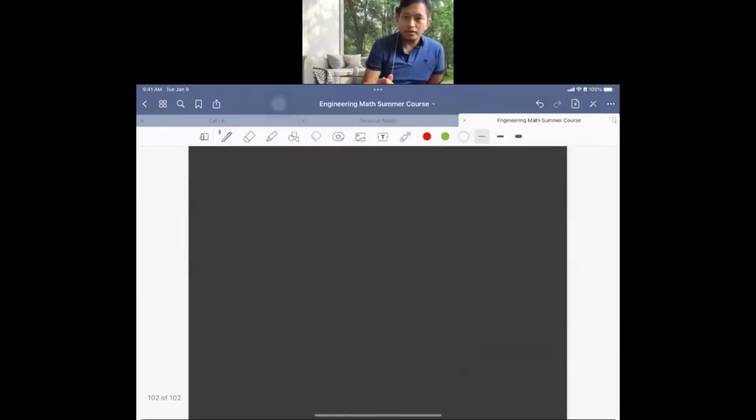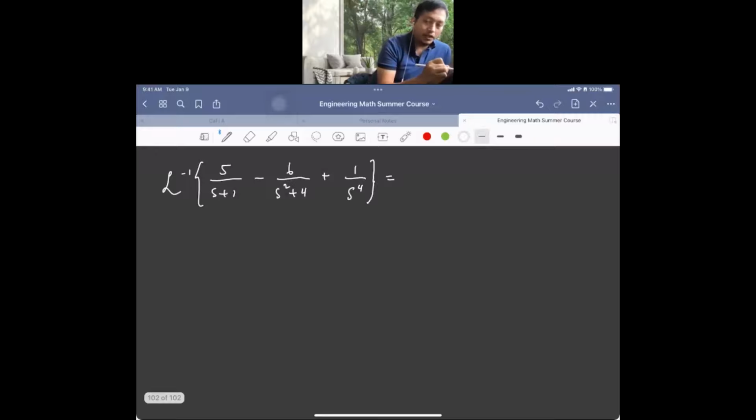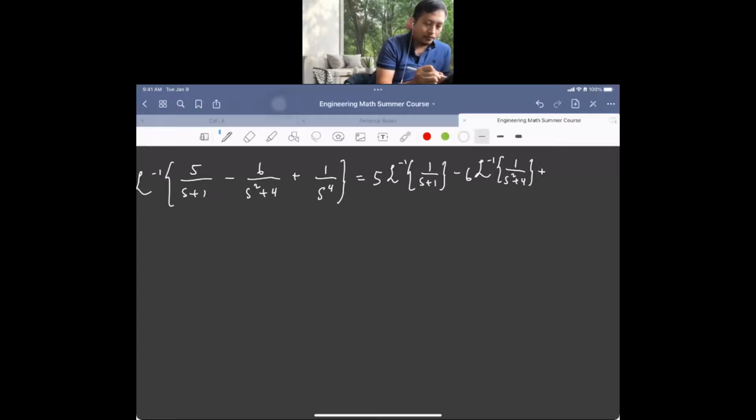Let me give you more examples like this to give you more familiarity. If you want to inverse Laplace these equations, take it slowly, take the linear approach, and write one by one to make sure that we understand. This will be 5 Laplace inverse of 1 over s plus 1, minus 6 Laplace inverse of 1 over s squared plus 4, and then plus Laplace inverse of 1 over s with power of 4.